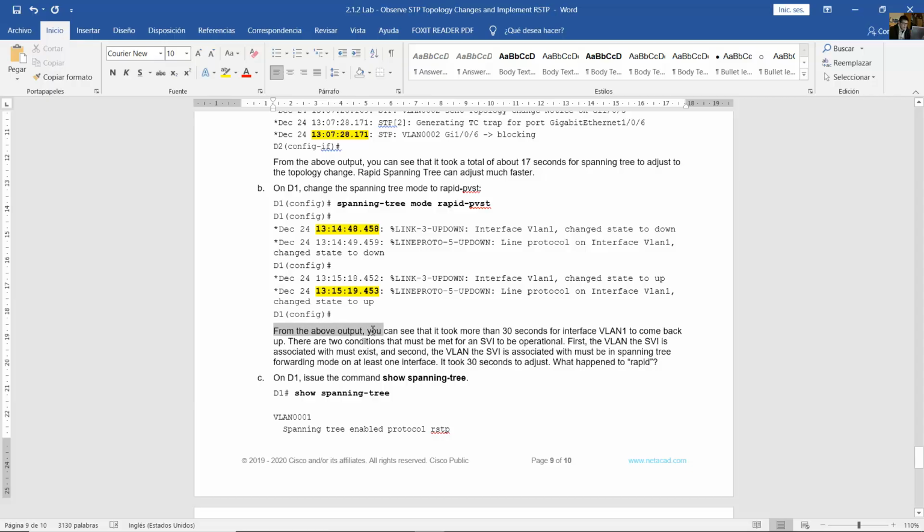From the output above, you can see that it took more than 30 seconds for interface VLAN 1 to come back up. There are two conditions that must be met for an SVI to be operational. First, the VLAN the SVI is associated with must exist, and second, the VLAN must be in spanning tree forwarding mode on at least one interface. It took 30 seconds to adjust. What happened to Rapid?